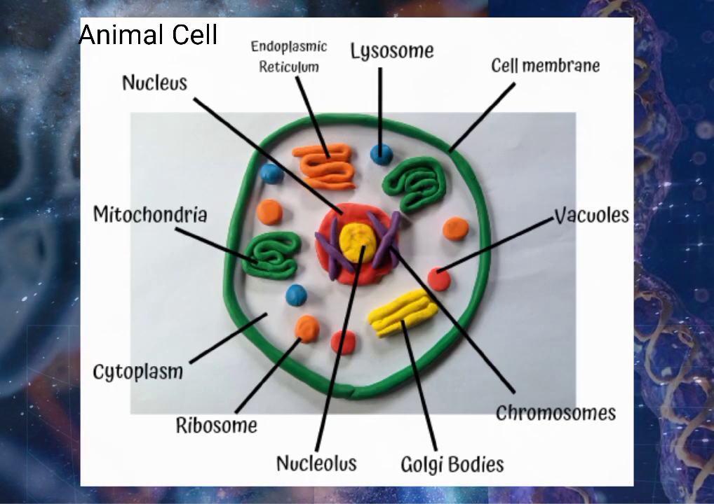This is an animal cell. An animal cell is composed of three landmarks: the cell or plasma membrane, a cytoplasm, and the nucleus.